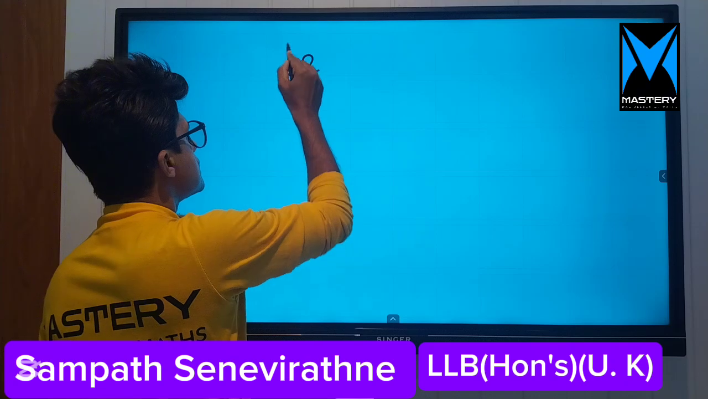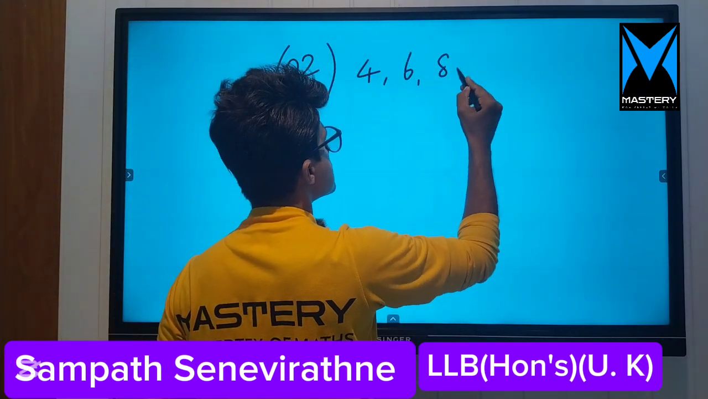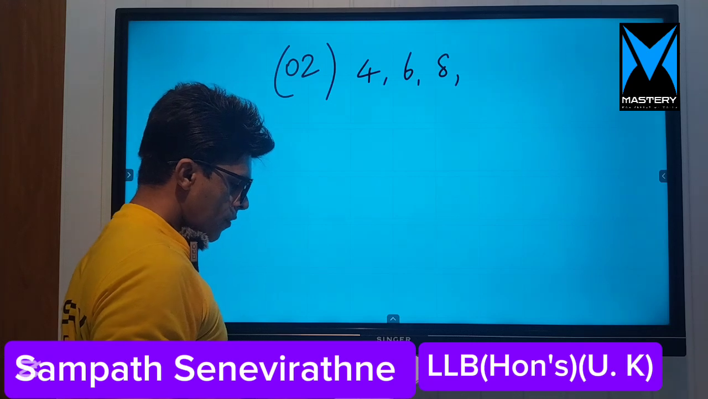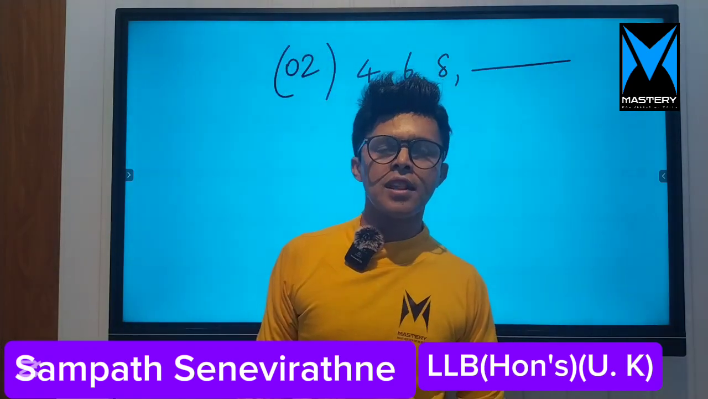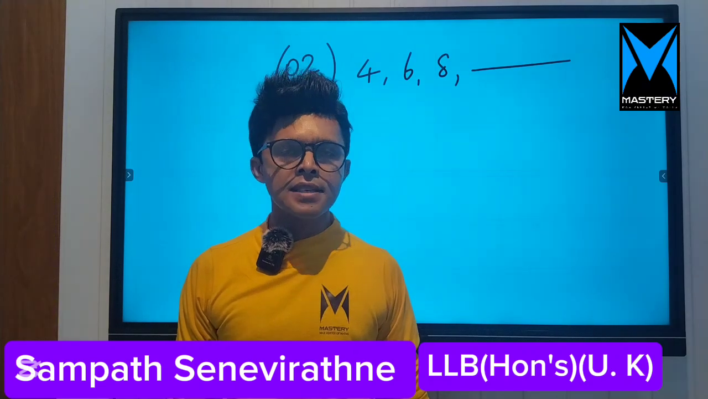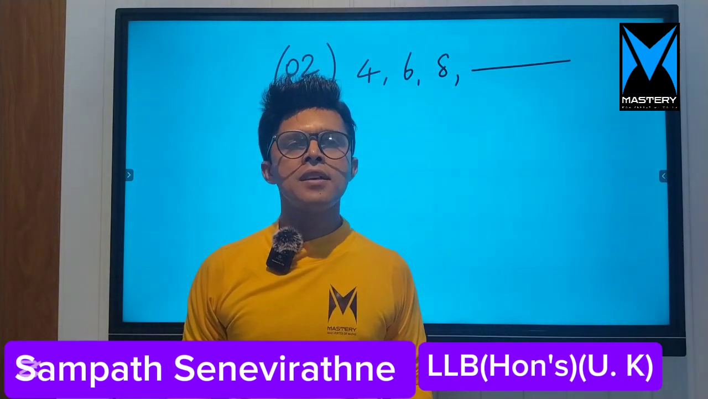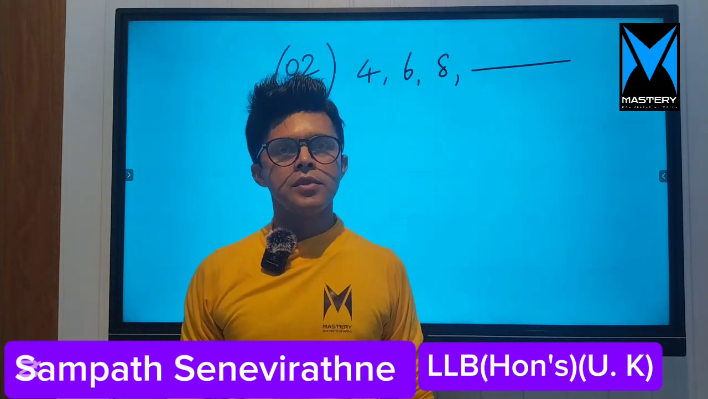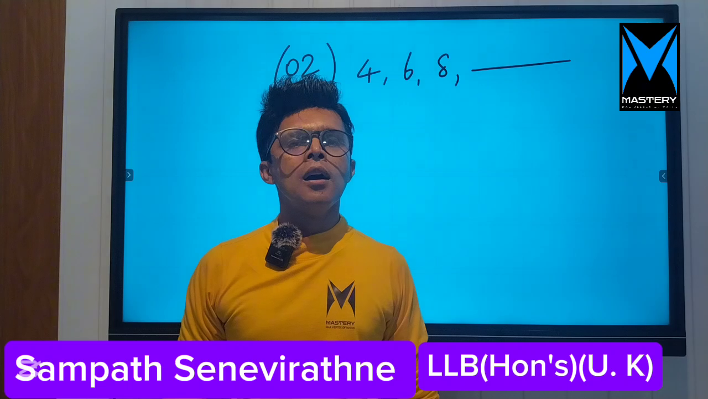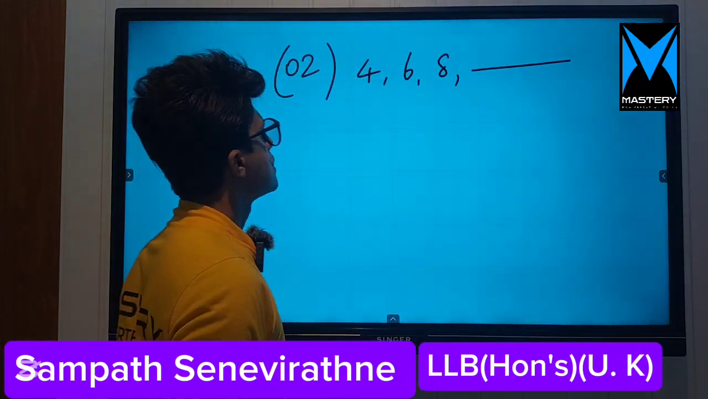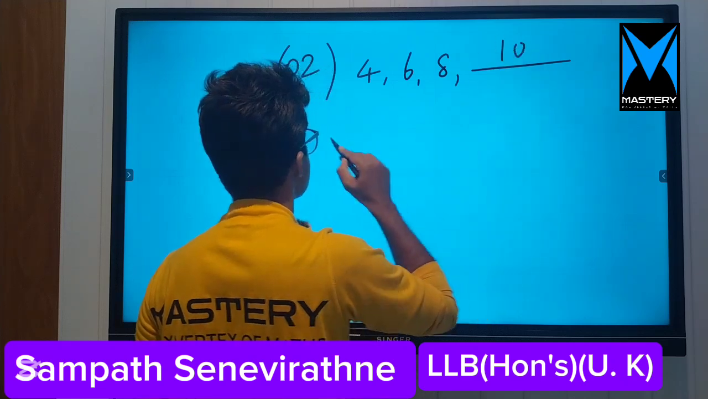The other question, the second one, is 4, 6, 8. Here is a number pattern. This sum is related to the number patterns lesson. The first question is to find the term that you need to write in the blank. What is that? 4 plus 2, 6 plus 2, 8 plus 2, 10. That is the answer for the first one.